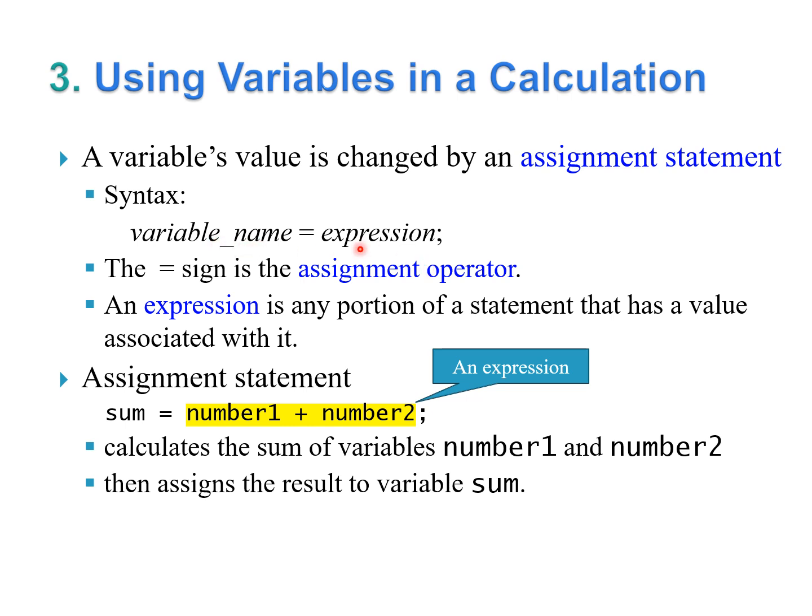The right-hand side operand is an expression, which is any portion of a statement that has a value associated with it. The expression to the right of the assignment operator is always evaluated before the assignment is performed.